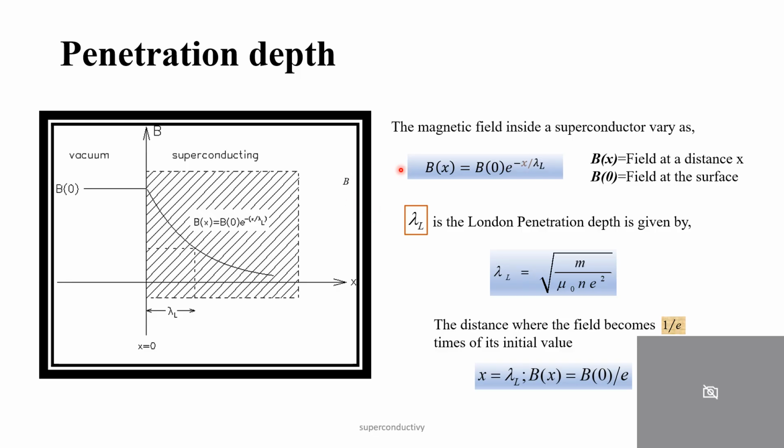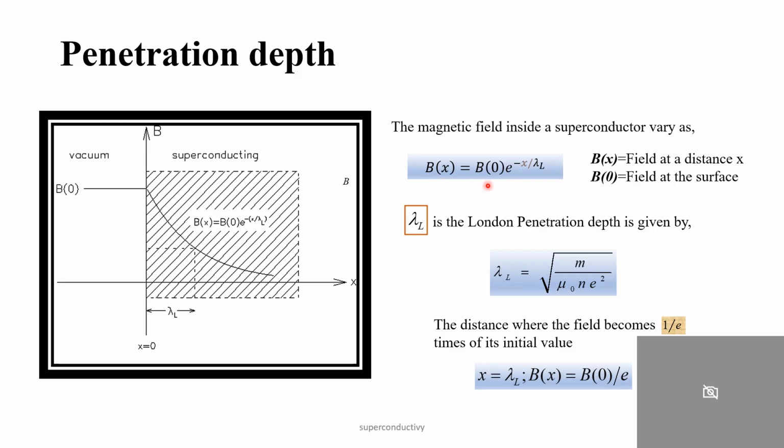What is penetration depth? In this figure, we see that we have a superconductor. This is the superconductor, and when we apply some magnetic field to this superconductor, the magnetic field comes to the surface and then decreases exponentially. The distance where the magnetic field at the surface becomes 1 by e of its initial value, that is the surface value, is called the penetration depth or London penetration depth.